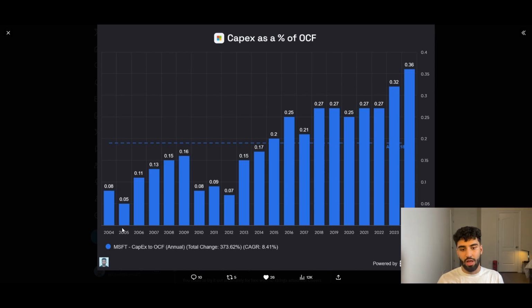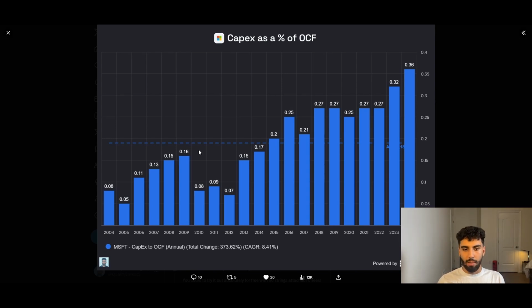So you got 20 years of historical data over on Finchat, and you can see that back in 2004 or 2005, it was less than 10%, right? Like barely anything meaningful. This is very capital light. But over time, you've seen it climb, and this is partly due to the rise in cloud computing, Microsoft having to dump a lot of money into the cloud computing division of their business, and partly just due to Microsoft becoming more capex heavy in general, right?